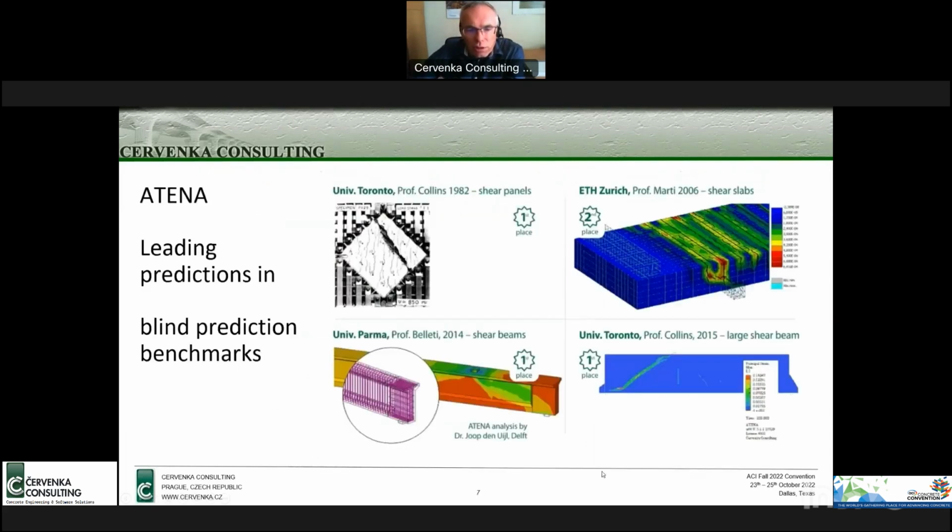Well, what is very essential is to validate these models. And the best method for validation is participation in various blind predictions. I'm showing a few blind competitions where we participated, and usually we were quite successful, our methods and models always providing quite accurate results with good predictive accuracy.